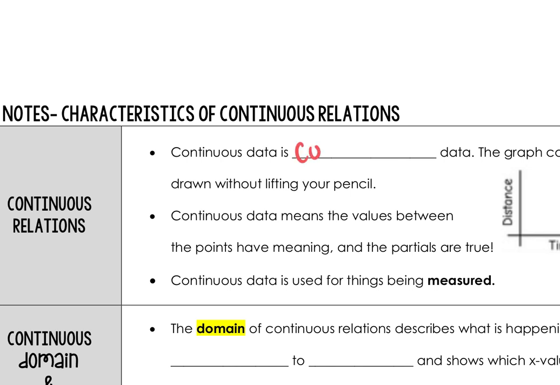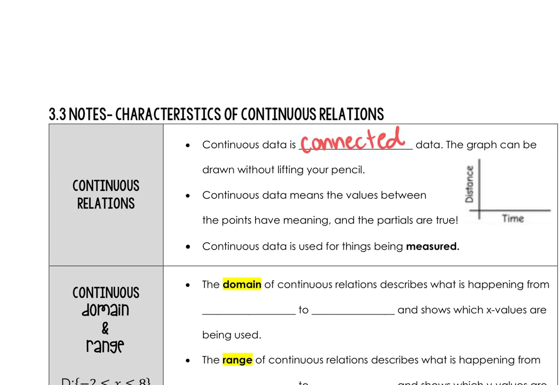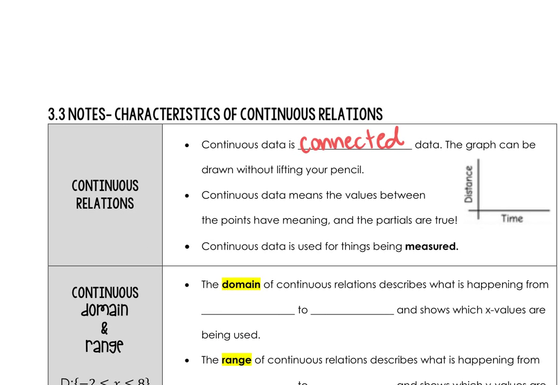Continuous data is connected data. Yesterday we did discrete and that was disconnected. Today we're doing continuous and that's connected. So CCDD, right? So continuous is connected.